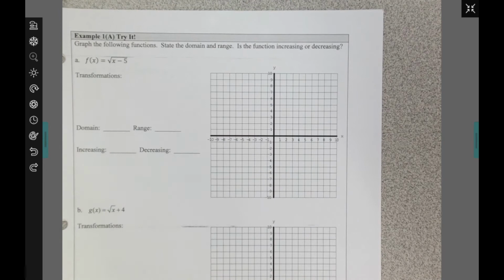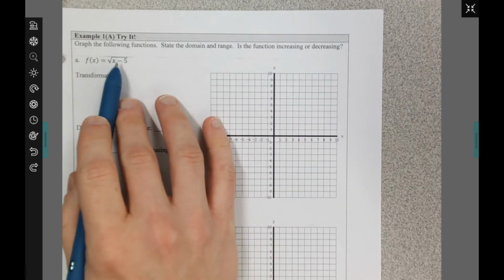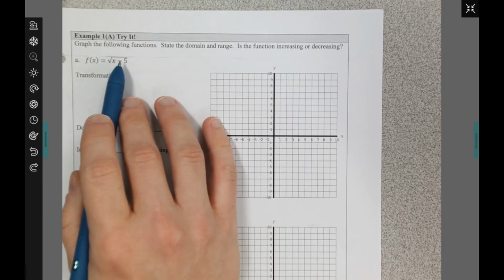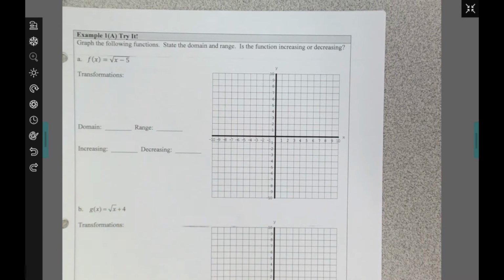On the try it, they want you to identify the transformations and make a rough sketch. Again, like I said, under the square root is left or right, and it's opposite of what you think. Outside is up, down, and you just do what it says. Okay, it's the same deal with every other function we've done this year.